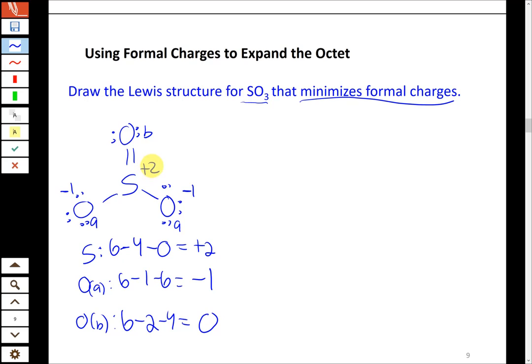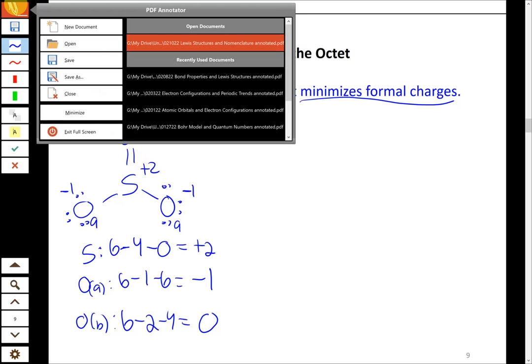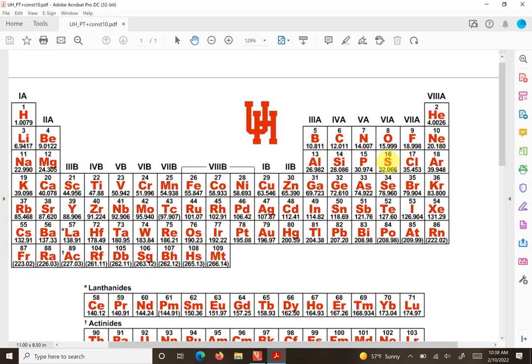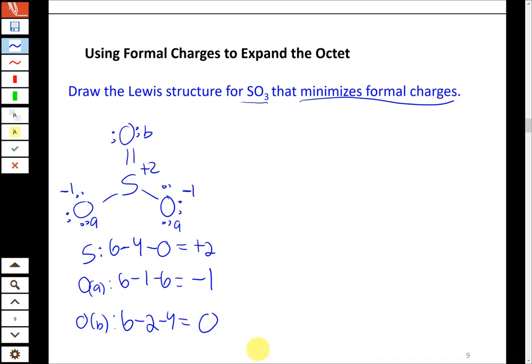in the structure that minimizes the formal charges. So what we do again is, if we have a plus and a minus next to each other, we have a +2 and 2 -1s, we can cancel those out by drawing double bonds between them. And if we look at sulfur here, sulfur is in the 3rd row of the periodic table, so it's okay on sulfur to go beyond 8 electrons if we have to. So we can expand the octet on sulfur. So when we do this, if we want to minimize formal charges, for each of the oxygen atoms that's negatively charged, we're going to take off 1 pair of electrons and turn it into a double bond.